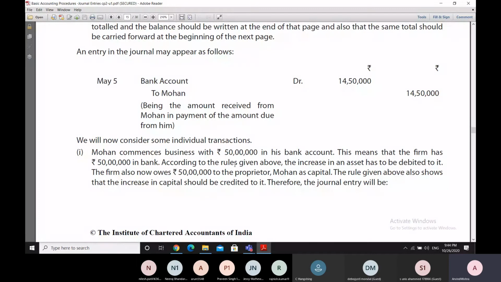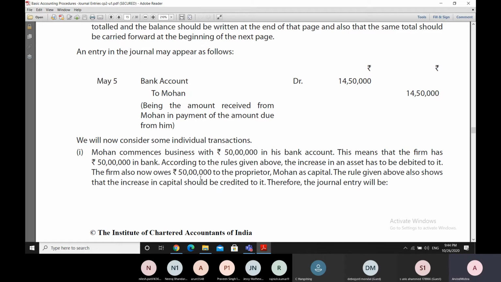So let us now consider some individual transactions and see how the journal entries are made out of them. So first example is Mohan commences his business with 50 lakhs in his bank account. Now this means that the firm has 50 lakh rupees in the bank account. So according to the rules which were given above, the increase in an asset has to be debited to that account.